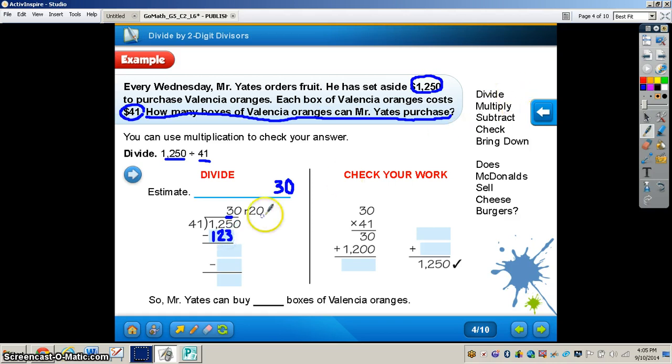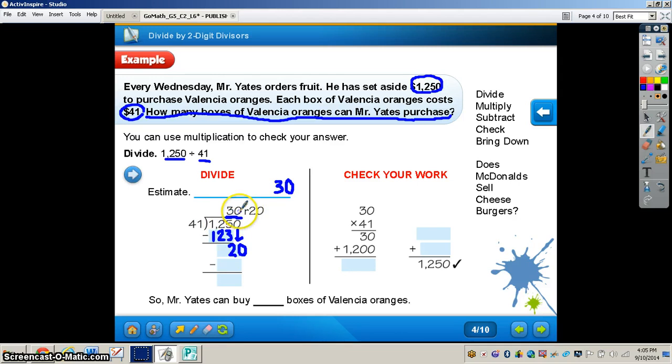So we've multiplied. Now it's time to subtract. 125 minus 123 is 2. We check: 2 is less than 41. Now we can bring down the 0. And 20 is less than 41. So since 20 is less than 41, we can put a 0 right up in the quotient.